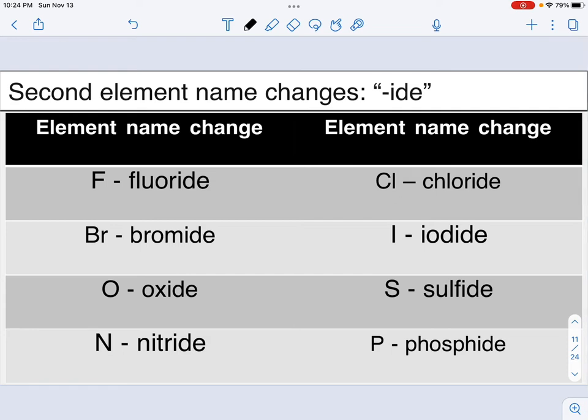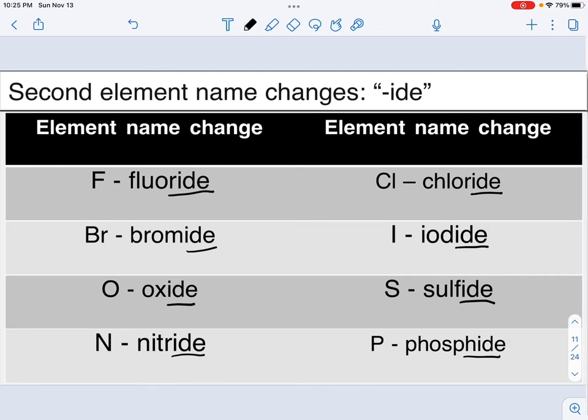Fluorine switches to fluoride. So you can already tell right now that instead of fluorine, it becomes ide. Chlorine transforms to chloride. Bromine transforms to bromide. Iodine transforms to iodide. Oxygen, probably one of the biggest transformations, goes from oxygen to oxide. But I think you've heard of oxide before, right? Carbon dioxide, carbon monoxide. You're used to this, right? Sulfur becomes sulfide. Nitrogen becomes nitride. That's kind of a big transformation. And phosphorus becomes phosphide.